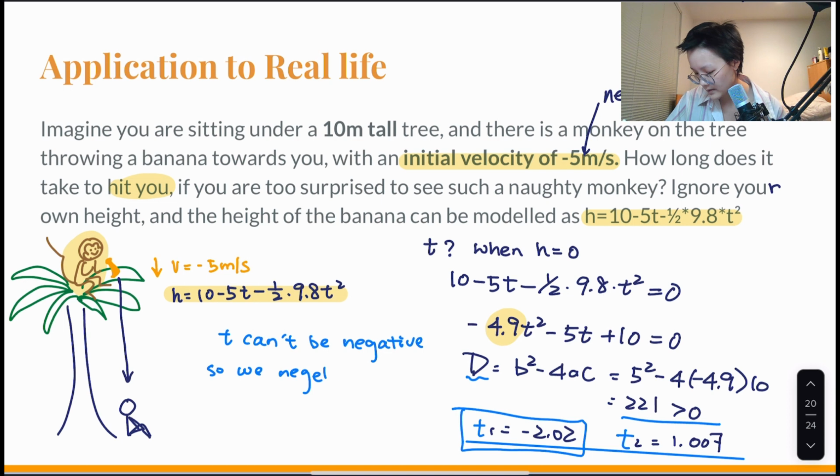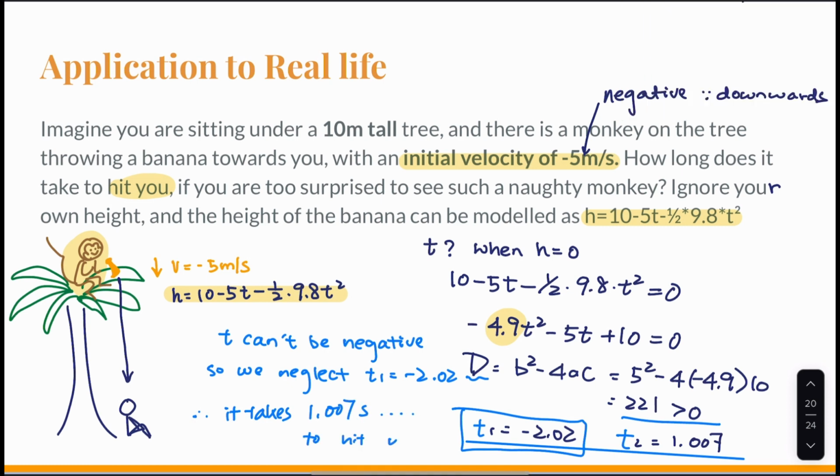Neglect the root t1 equals negative 2. The final result is that it takes 1.007 seconds to hit you.